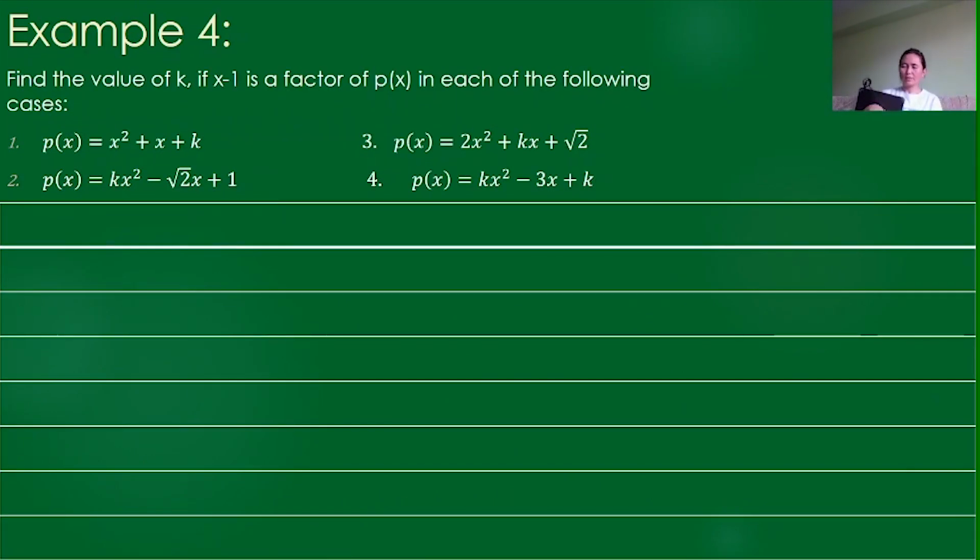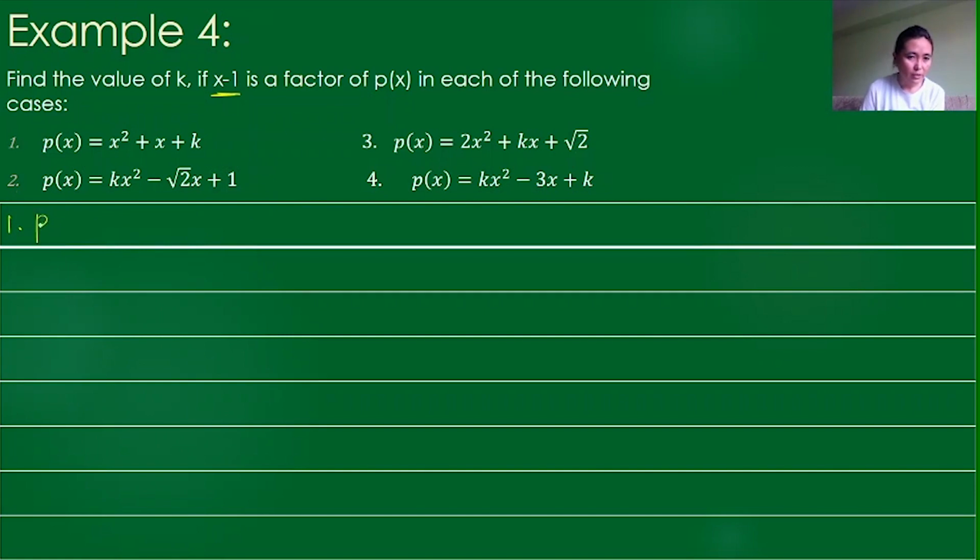Now the fourth example is similar to the second one, that is to find the value of k if x - 1 is a factor of p(x) in each of the following cases. So here also it is given that x - 1 is the factor of all the p(x) here. So we are supposed to find the value of k. Let's do the first one.